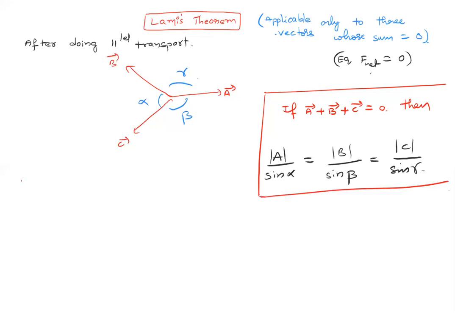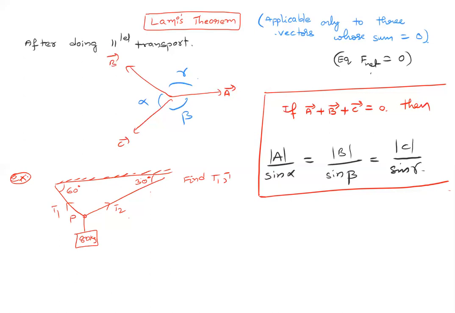So for example, let us say there is a mass, and a 60 degrees angle is being formed by two threads here, and this angle is 30 degrees. Now, if an 80 kg mass is hanging and this system is in equilibrium, let us say this point is P, the tension here is T1, and the tension here in the string is T2. My question is: find T1 and T2. To solve this question, first take a screenshot or try to understand your Lami's theorem statement.